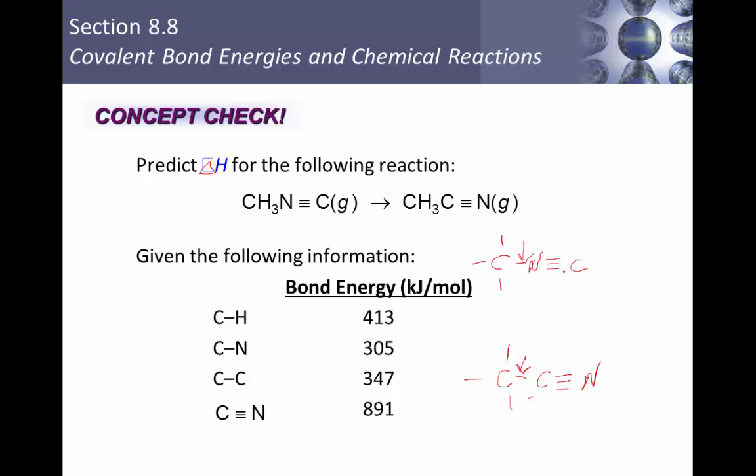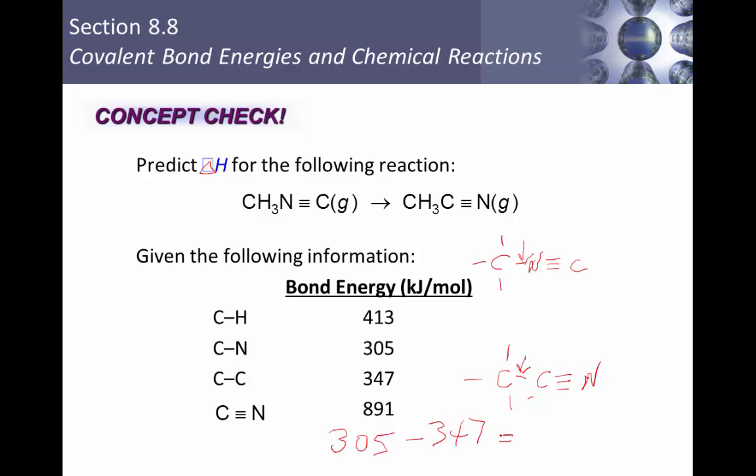And that's really it, because there's our CN bond. It's still there. So this is the bond that's breaking. This is the bond that's forming. There's only one of each, so we don't have to multiply by more than one, because there's only one bond. So this is a CN, so that's 305 kilojoules per mole, minus, because that's the bonds breaking, here's the bond forming, a CC bond, so that's 347.